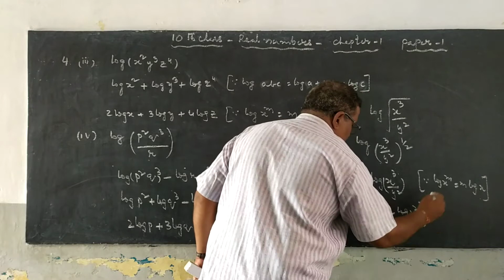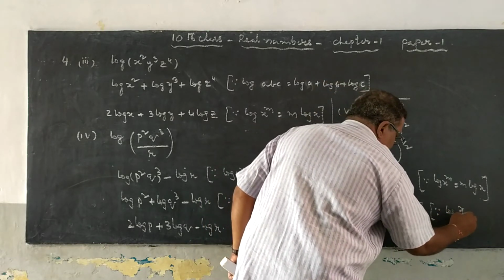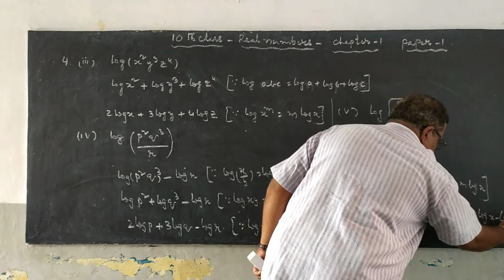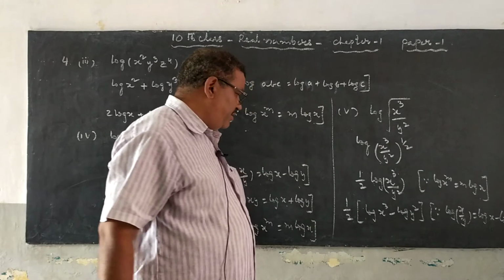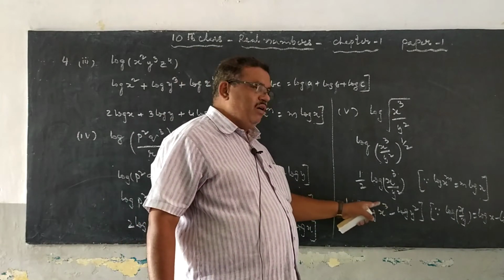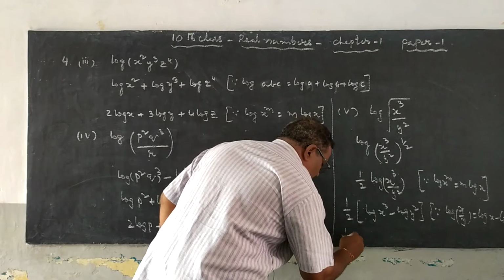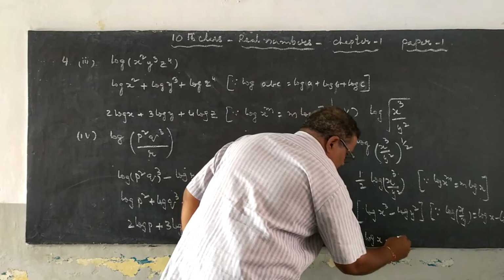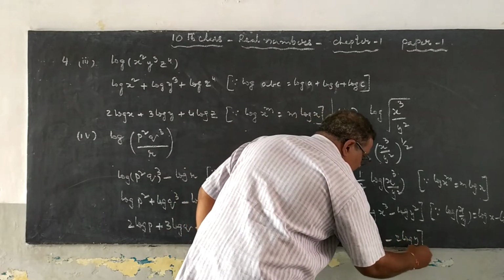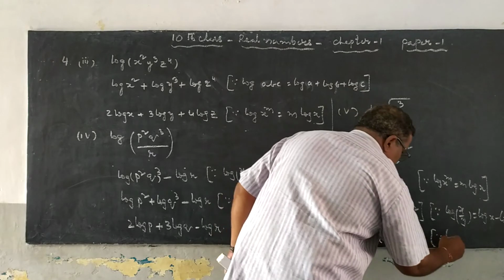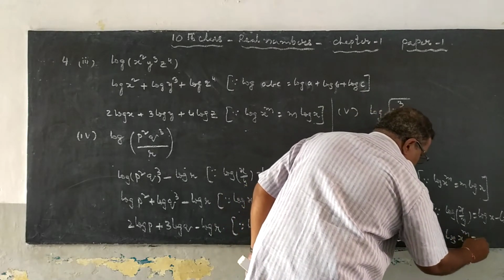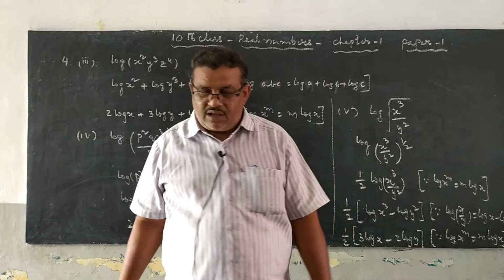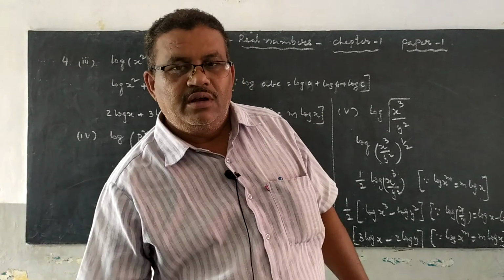Since log x by y is log x minus log y, and again log x power m, like how? So half of 3 log x minus 2 log y. Since from the supporting formula, log x power m is equal to m log x. Understand? These are the 3 problems in this Roman.